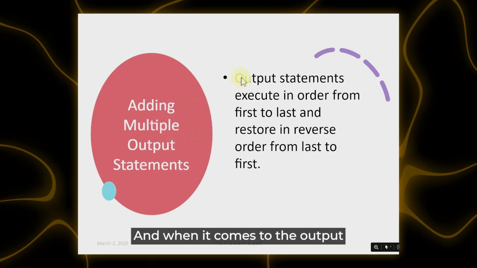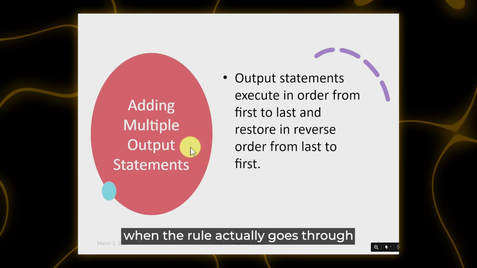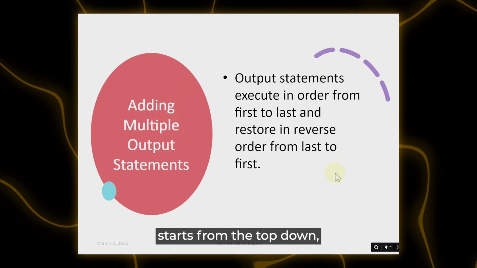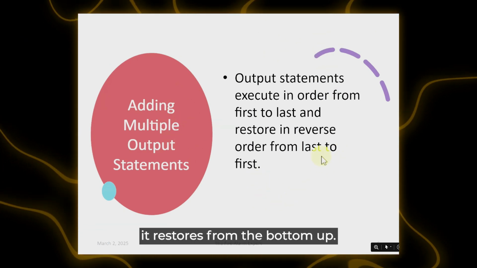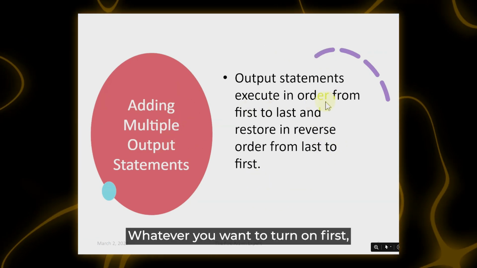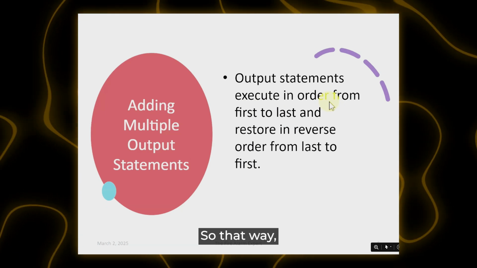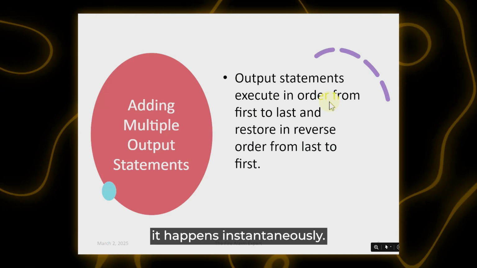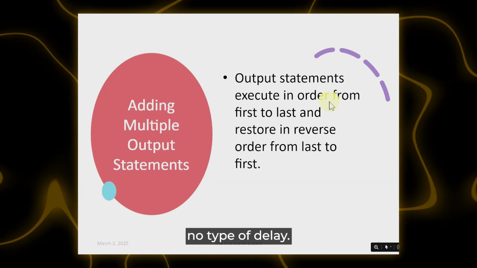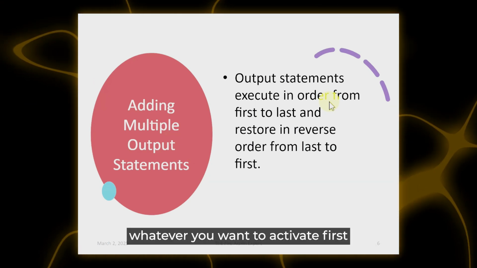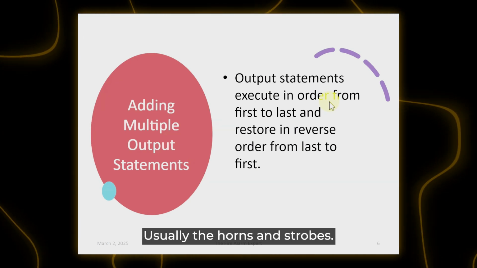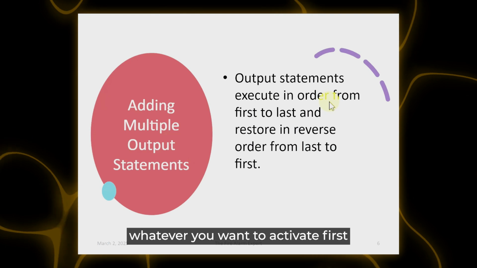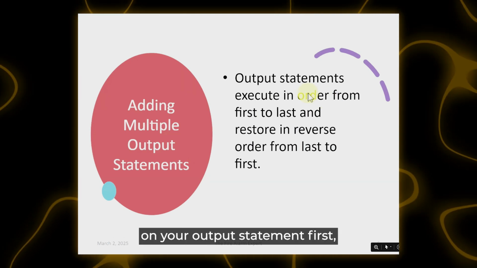And when it comes to the output statement activation, when the rule actually goes true, the output statement starts from the top down, and when it restores, it restores from the bottom up. Whatever you want to turn on first, you would label that first. That way you wouldn't notice it realistically when the system is in alarm. It happens instantaneously. You really wouldn't notice any type of delay. However, whatever you want to activate first, you want to list first. Usually the horns and strobes, maybe your amplifiers, you will put on your output statement first, on that first line.